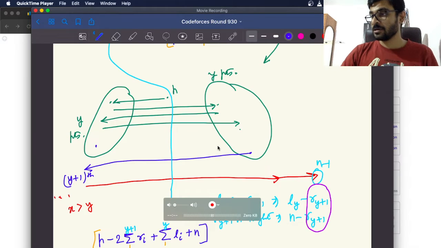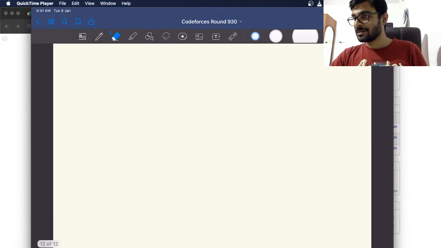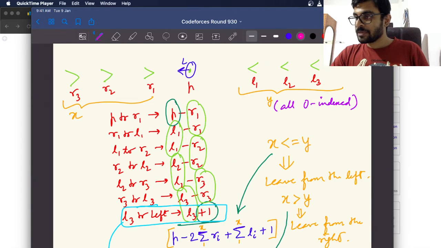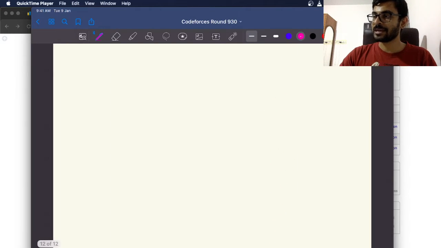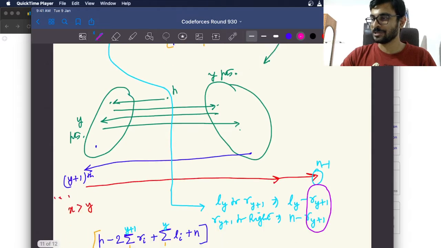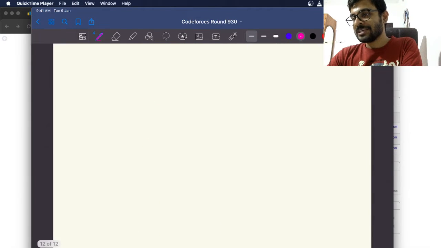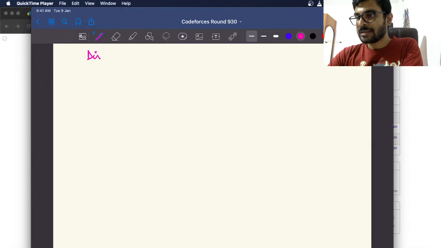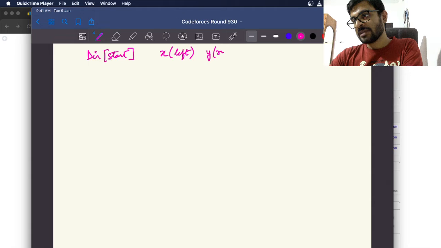Now how many cases are there? We have found 2 cases. There are 2 more cases. For both these cases I have done this, that this is left. Now if it moves to the right, I similarly have 2 other cases which are just symmetrical to these 2. So basically you will have these cases: the direction at the start can be left or right, and then the X and Y. X means the ones on the left and Y means the ones on the right, and their relationship.